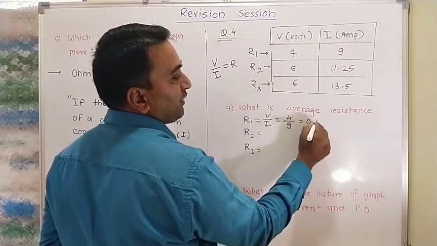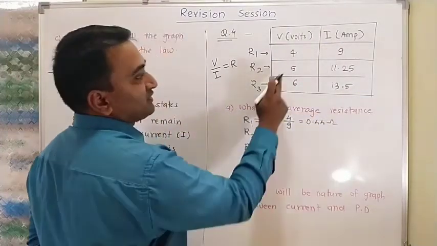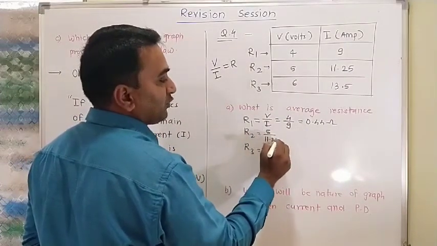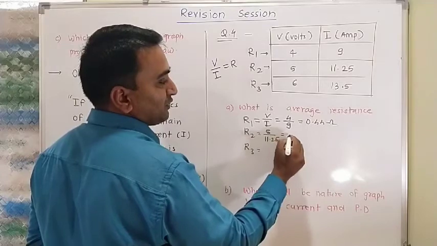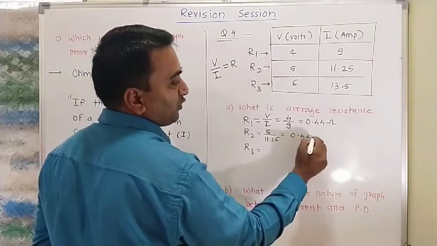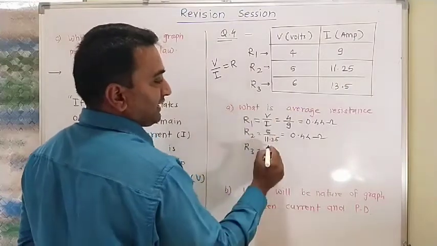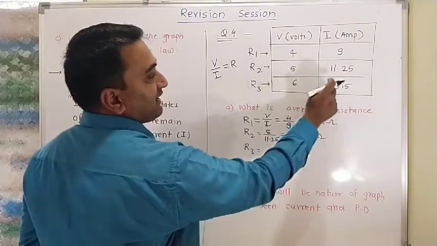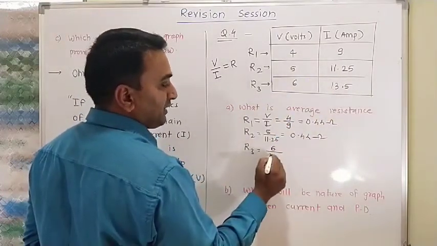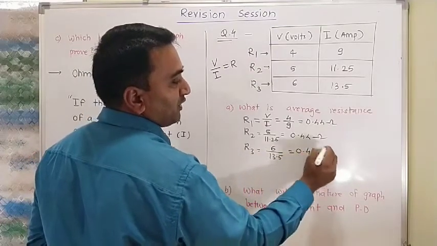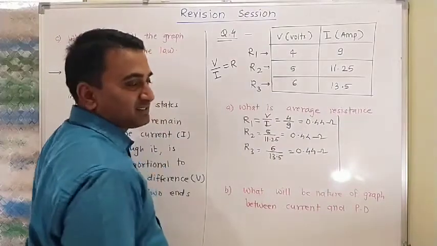Answer is 0.44 ohm. So within the second example here, 5 divided by 11.25. So that is also 0.44 ohm. Calculate this one. Then third one, again that is V divided by I, that is 6 divided by 13.5. Answer is again 0.44 ohm. So what is the average resistance?